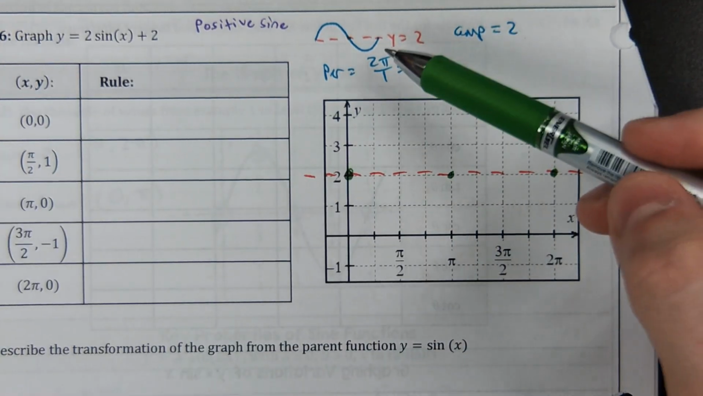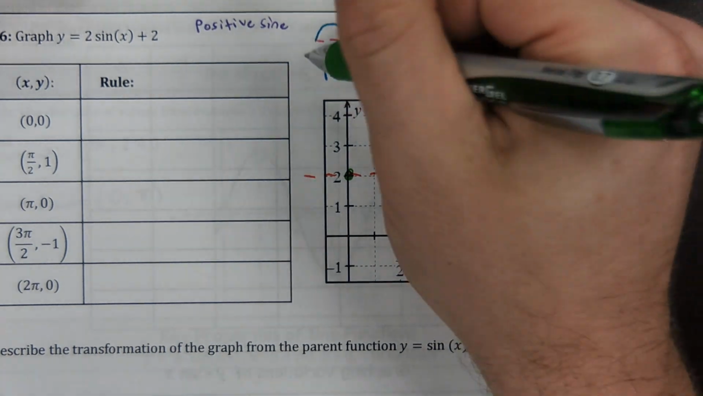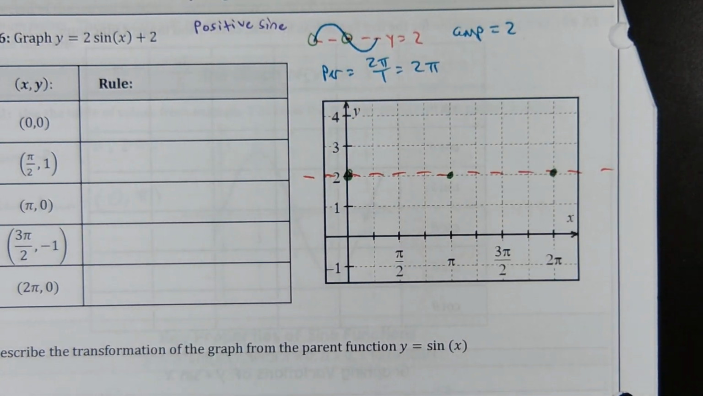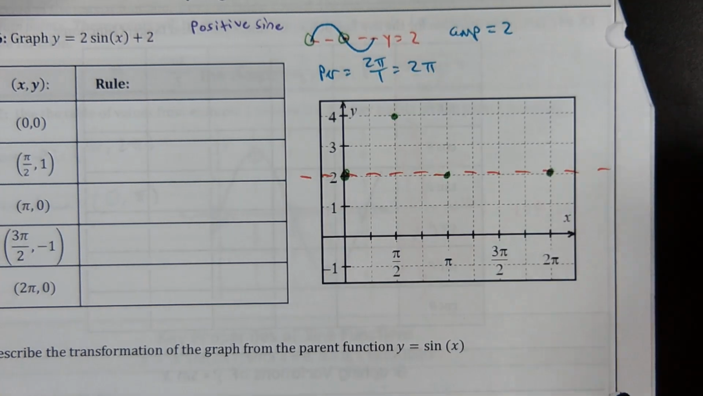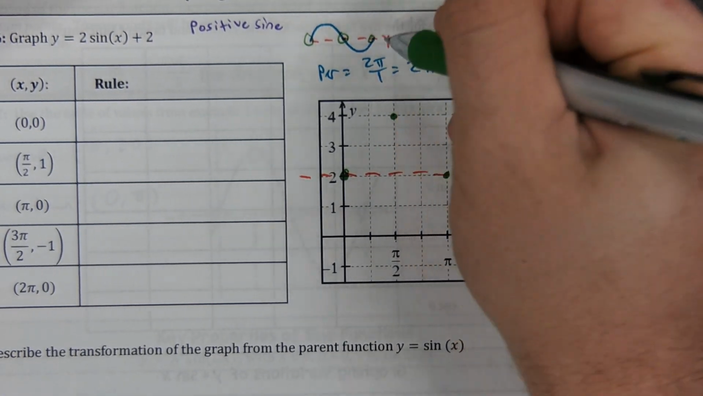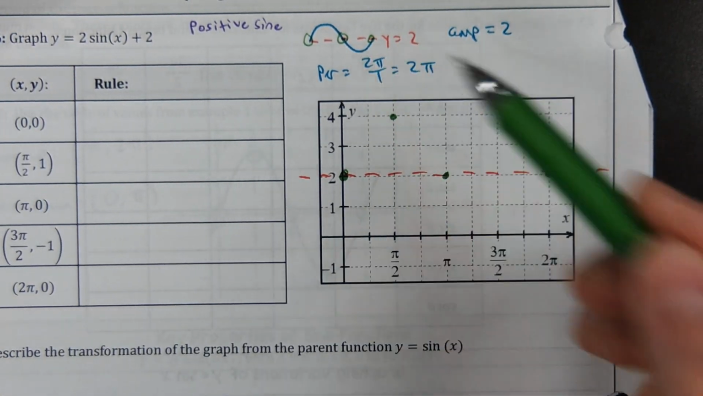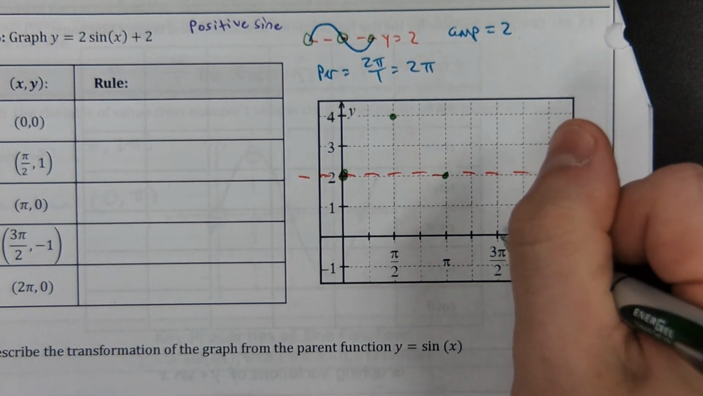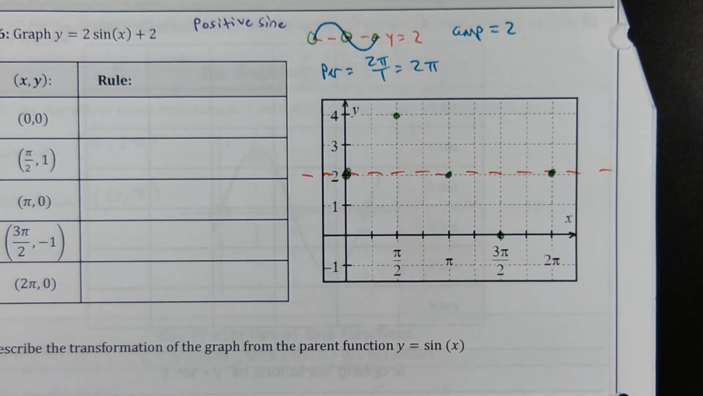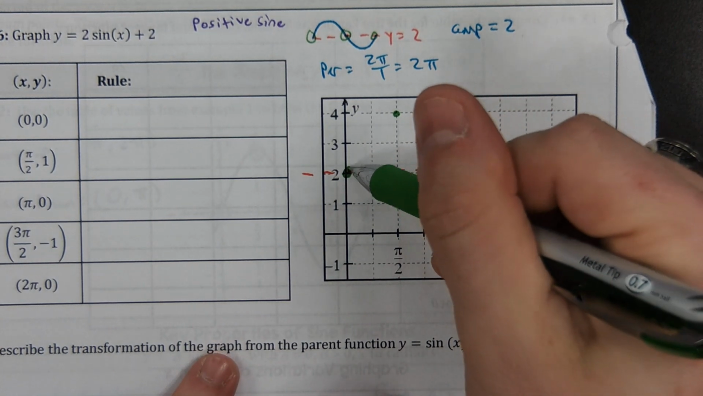And because it's a positive sine wave, halfway between the first and second encounter, I'll be at my maximum. That's up 2 from the midline. Then halfway between the second and third encounter, I'll be at my minimum. That's down 2 from the midline. And connect your dots.